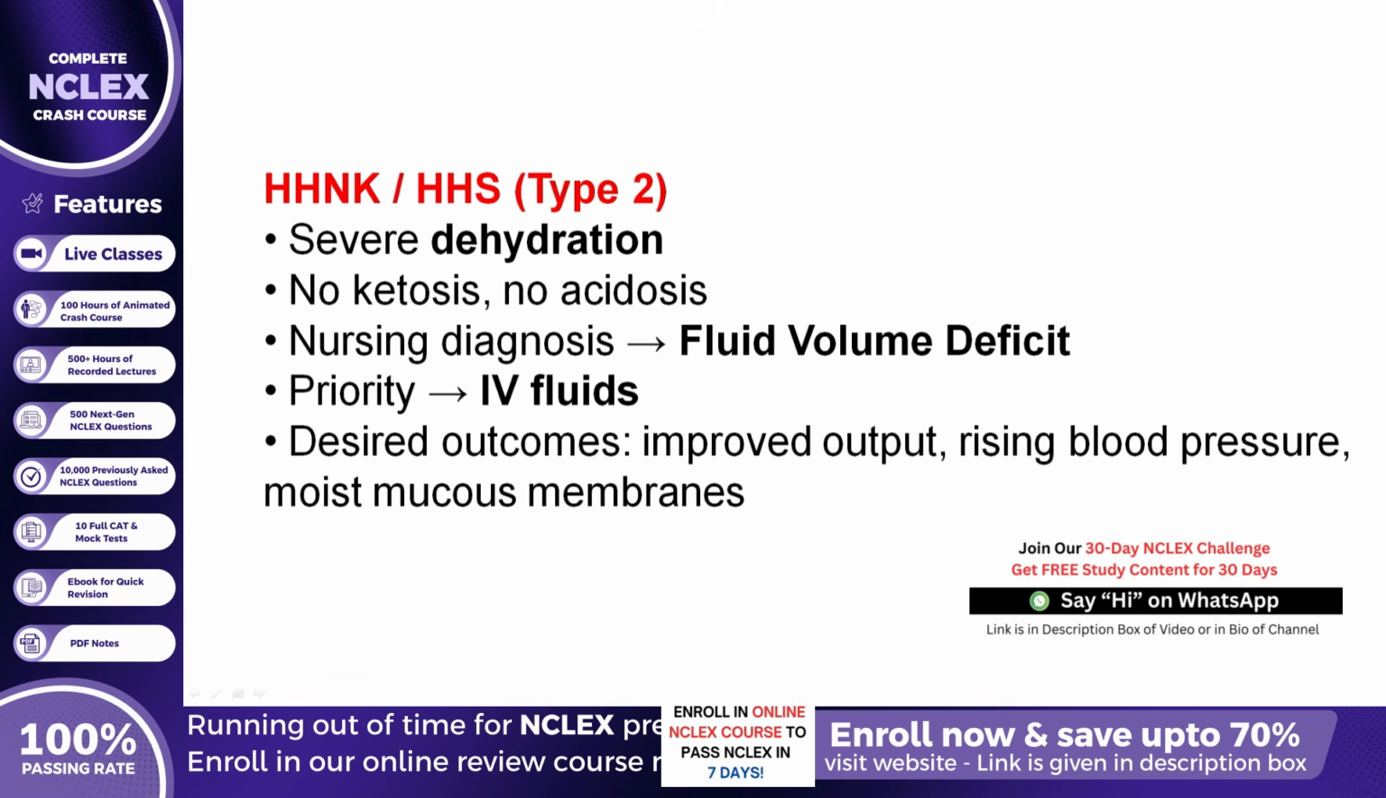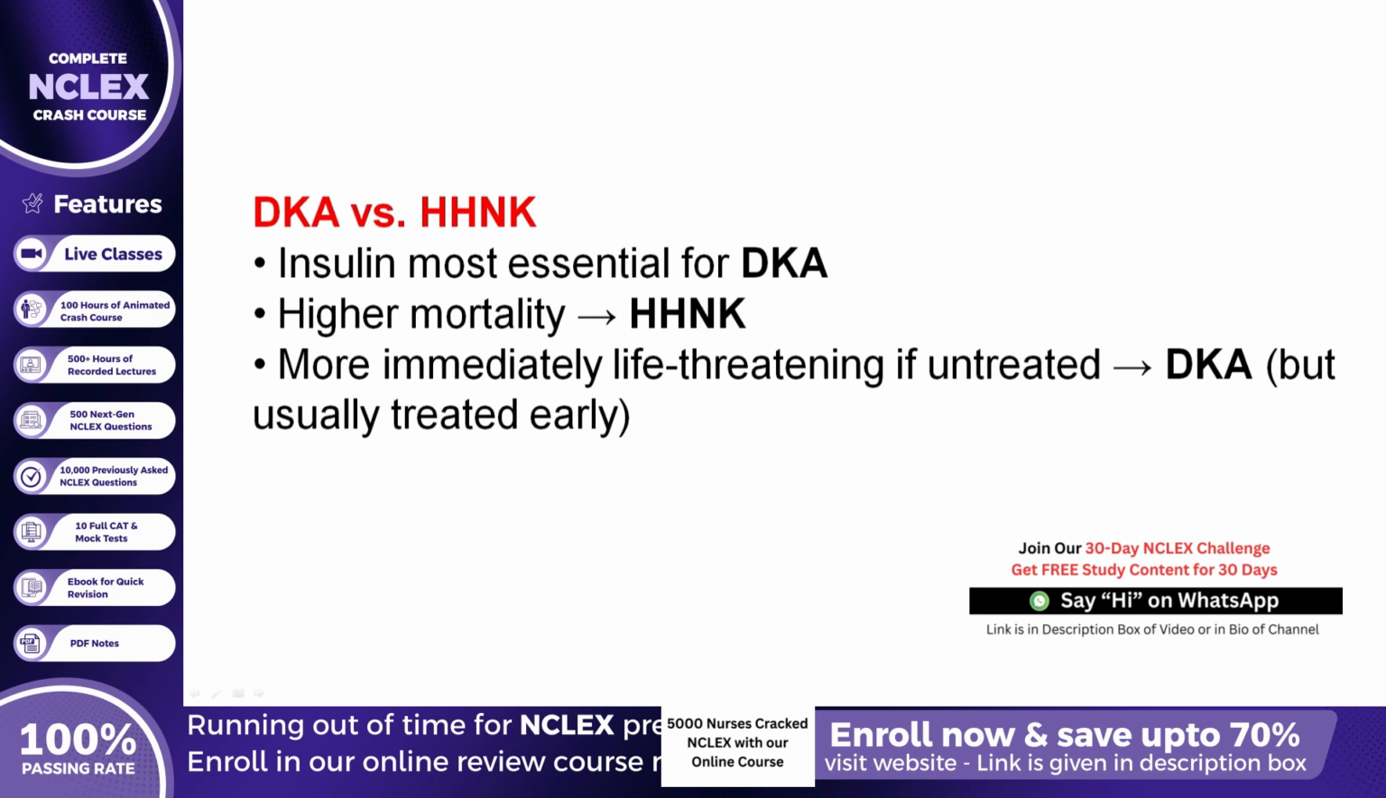hydration status is stabilizing. Now, as we compare diabetic ketoacidosis with HHNK, it is essential to understand that insulin is most essential for managing DKA. Although HHNK carries a higher mortality rate, it is DKA that becomes more immediately life-threatening if untreated. However, DKA is usually treated early, which reduces the risk of complications.